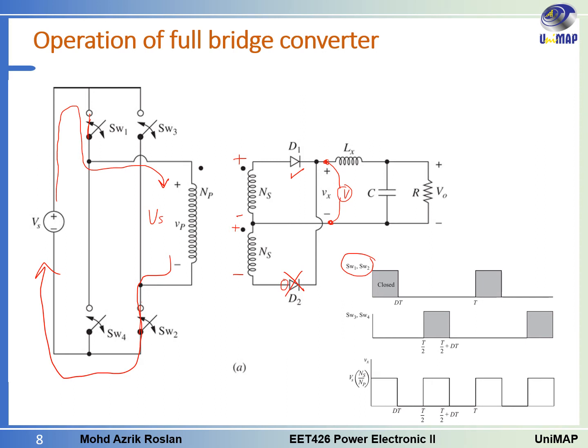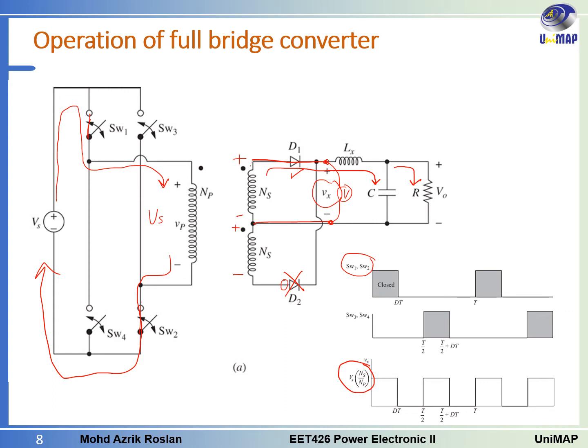Now because we have the positive at this point, the current will go like this, supply to the capacitor and then supply to the load. At this particular point, Vx will be connected directly to here. So the voltage received by Vx will be the voltage at the secondary point, which is Vs multiplied by Ns over Np.